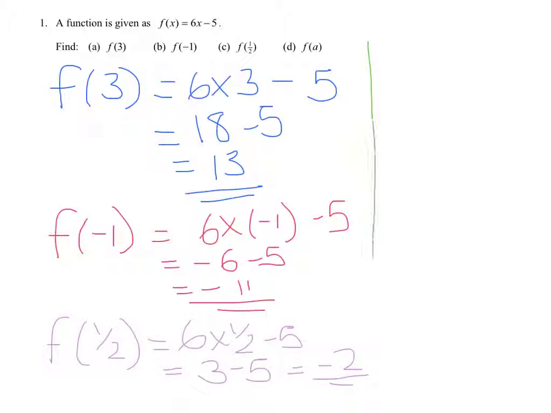And the last part, D, we're asked for f of a. Works in exactly the same way, we're just replacing the x with an a. So if f of x is 6 times x minus 5, then f of a is 6 times a minus 5. And we would write that as 6a minus 5.